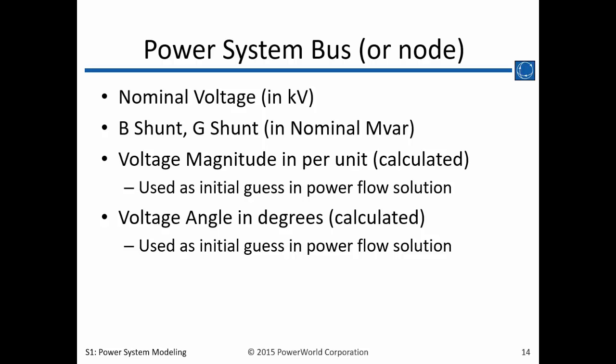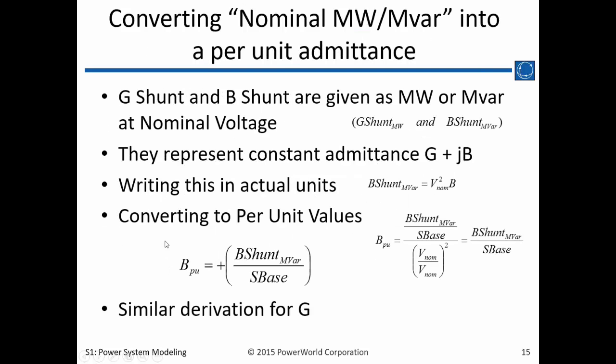And then the voltage magnitude in per unit is calculated and used as an initial guess in a power flow solution, as well as the voltage angle. So these two values are calculated for most buses, not all. We'll talk about what variations there are to that later on.